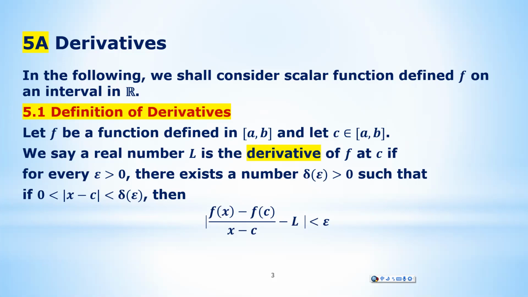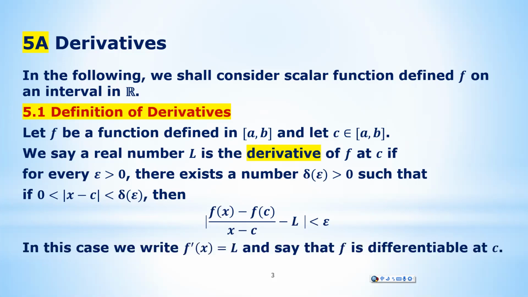Now this looks complicated and abstract. But what does it really mean? I'll show you the actual meaning later. But suppose the function is differentiable at c. What does it mean that the derivative exists at this point?